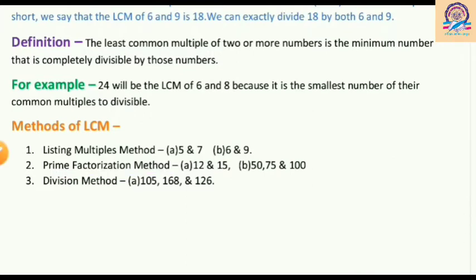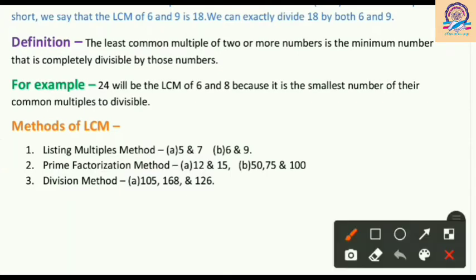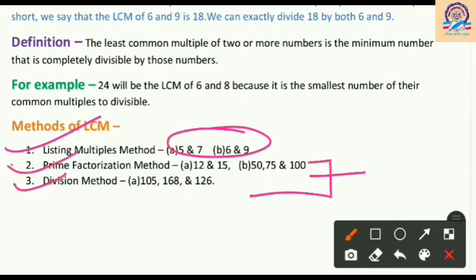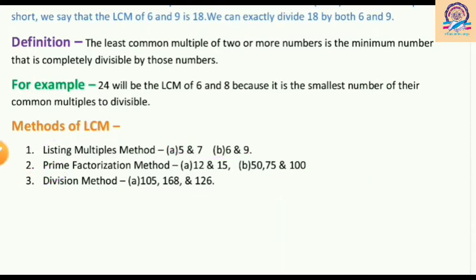All methods are very important. The first method, the listing multiples method, is very important and necessary to find the LCM of small numbers. Similarly, the prime factorization and division methods are beneficial for finding the LCM of big numbers. So once again, let's come to the listing multiples method.